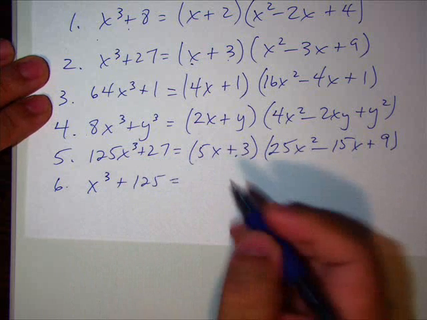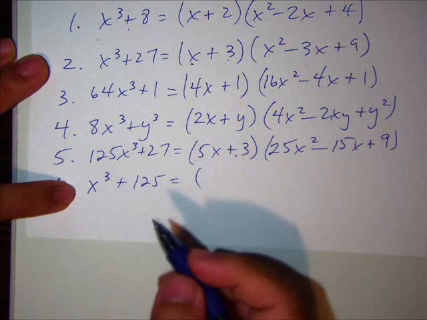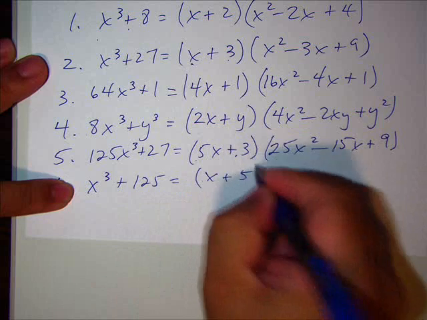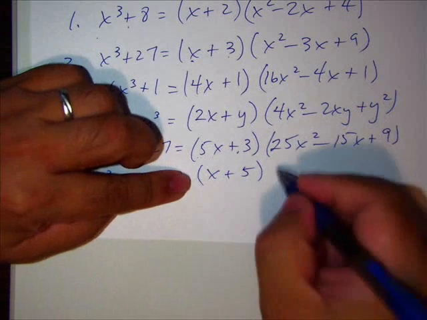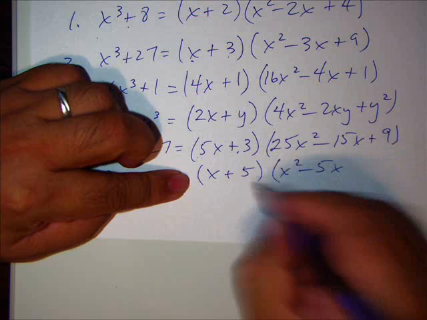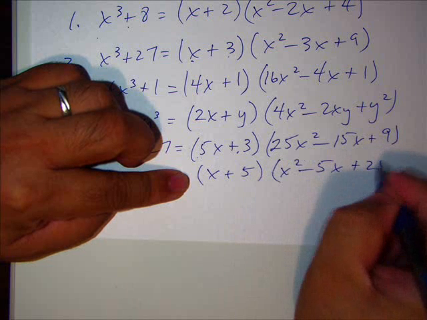Didn't I do this one already? No? Okay. Cube root of x cubed plus cube root of 125. Square the first term. Multiply the two terms and change the sign. Square the last term.